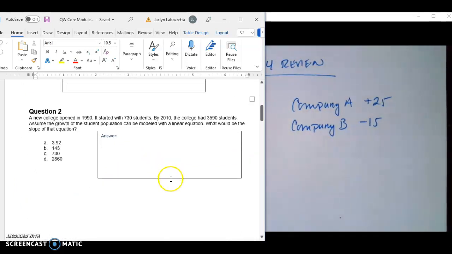Taking a look at question 2. A new college opened in 1990. It started with 730 students. By 2010, the college had 3,590 students. Assume the growth of the student population can be modeled with a linear equation. What would be the slope of that equation?